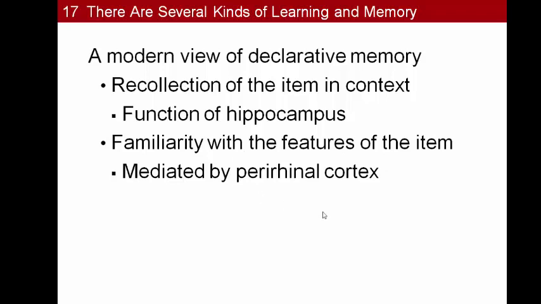But the perirhinal cortex is part of the temporal lobe. Well, I'll show you a picture later. But the perirhinal cortex is thought to be important for familiarity, while recollection is something that happens in the hippocampus.